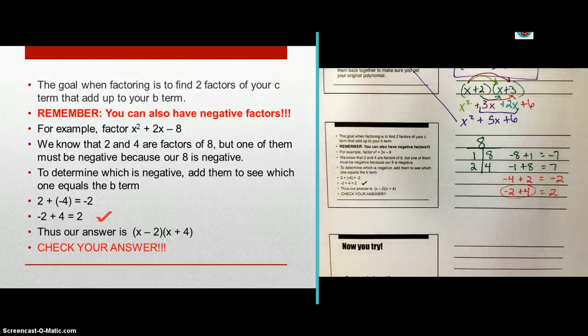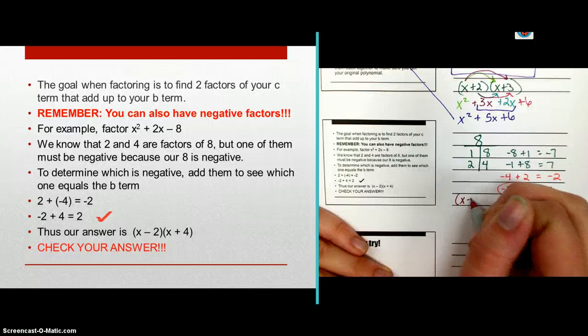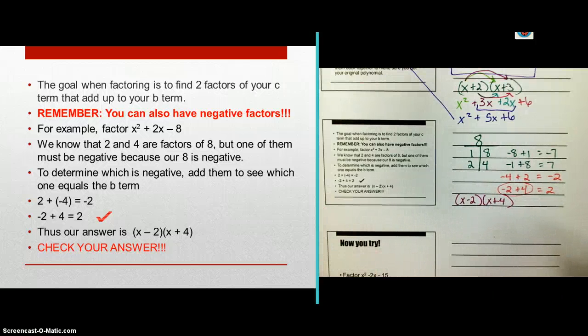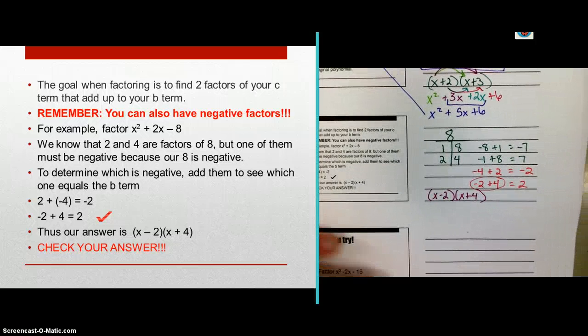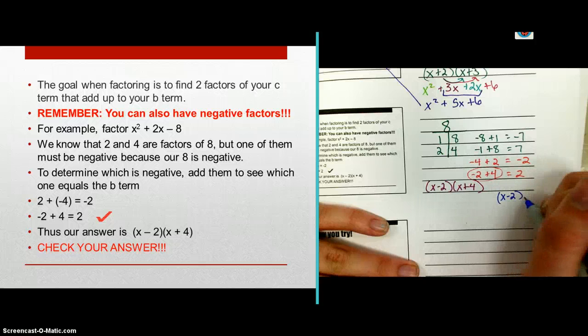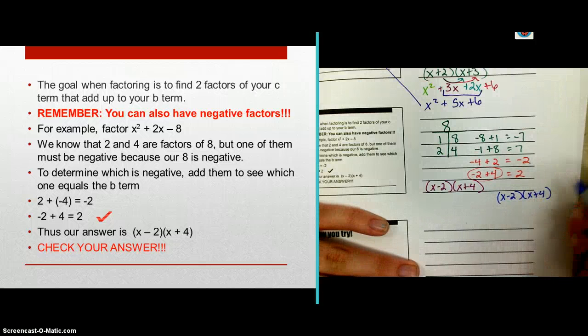And the way I'm going to write this is x minus 2, x plus 4. Those are the factors I got. But remember, we always want to check them. So in order to check them, we're going to multiply it back out. So I'll do it over here to multiply. We have x minus 2 and x plus 4.